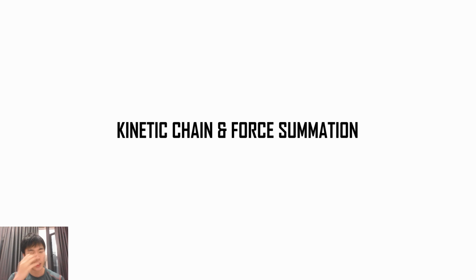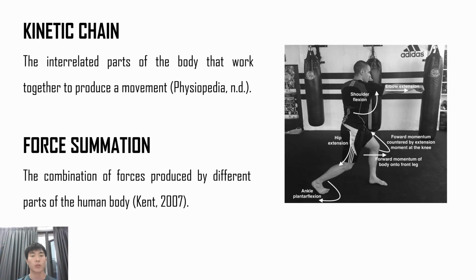Thank you, Hong Yang, for your part. So now we know that the jab is not just a singular plane of motion; it is a mix of all of them. Now the second point I would like to talk about is the kinetic chain and force summation of the jab. In simple terms, kinetic chain is the coordination of the body parts to produce a movement, and force summation is the combination of forces produced by the parts of the human body.